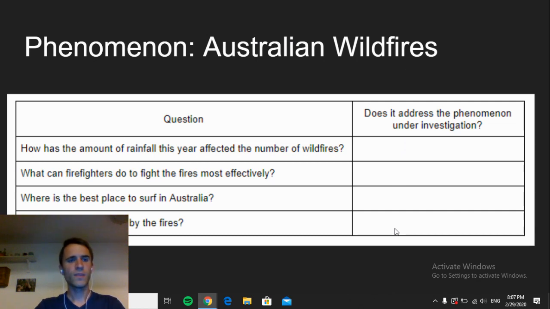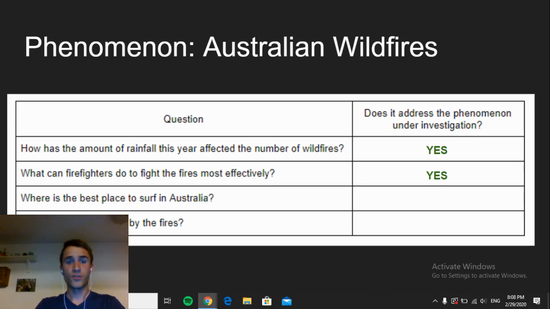Okay, so the first question says, how has the amount of rainfall this year affected the number of wildfires? Yeah, this is definitely about the wildfires in Australia, right? So the answer for that one would be yes, it does address the phenomenon. Second question says, what can firefighters do to fight the fires most effectively? Also about the fires, right? So yes.